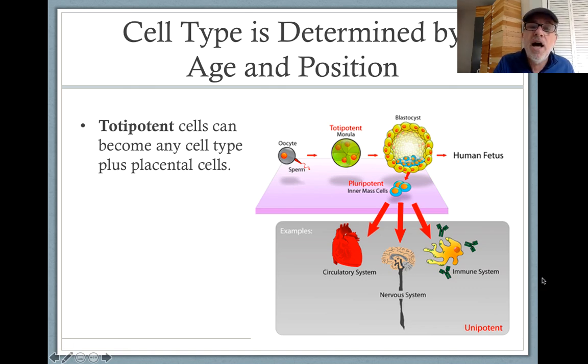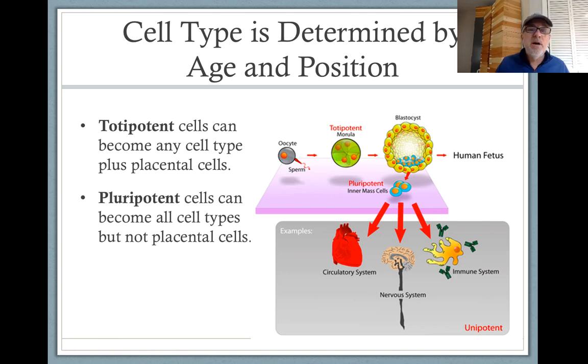And so early on in the embryo, here's a zygote that's just been formed. The sperm enters the egg. And now here's a morula, an early stage in embryonic development. And these are totipotent cells that can become anything. But later on, when we're in the blastula stage of embryonic development, these internal cells here can only become a few types. They can become circulatory system, nervous system, or immune system cells, but nothing else.